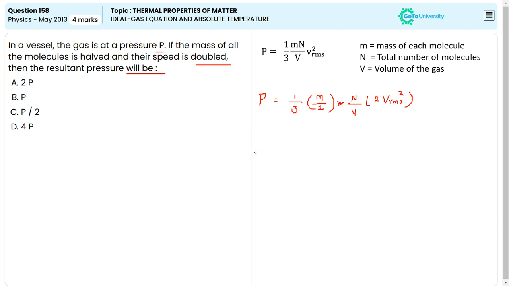Then we will get the value 2 by 3 into m into n divided by v into v_rms squared. Then we can write this as 2 times the initial pressure. Now compare it to this one, we will get 2 times the pressure. The pressure becomes 2 times. You can choose option A as the right answer.